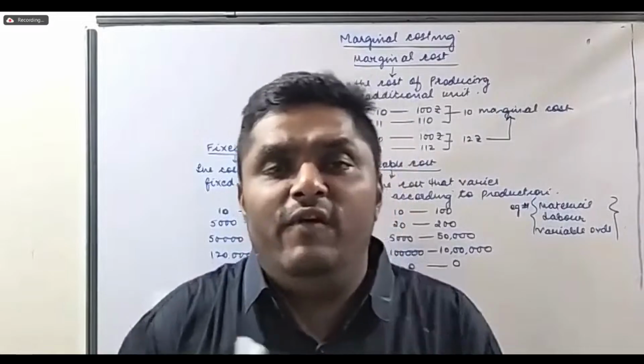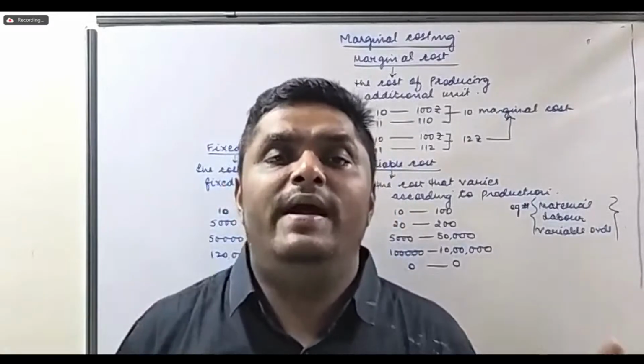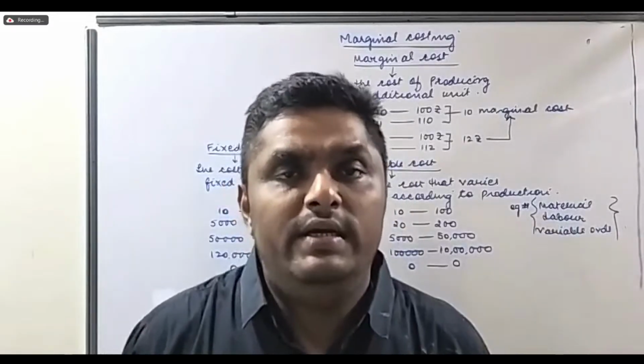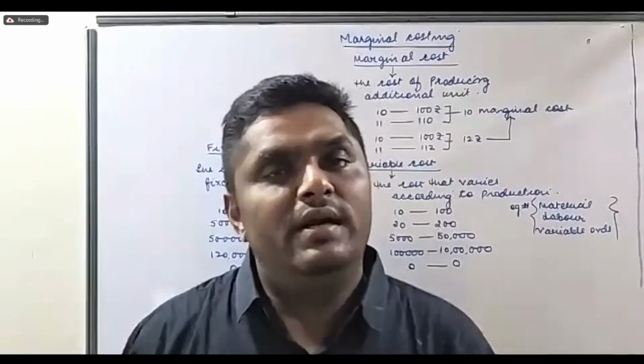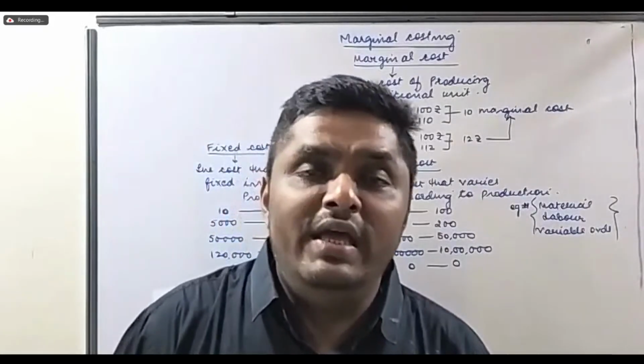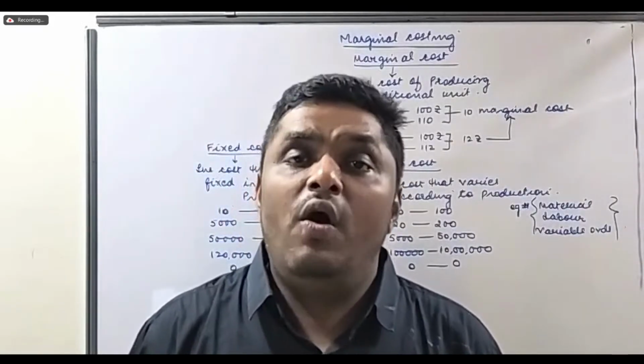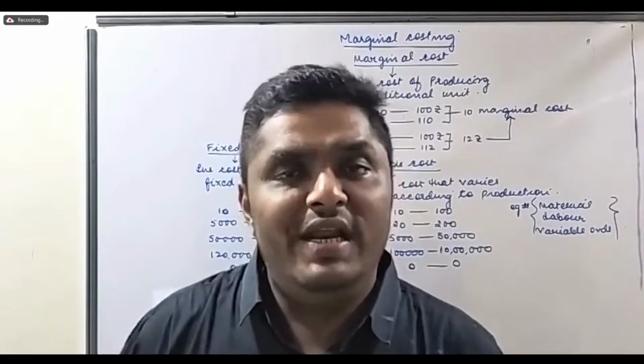So irrespective of production, and if I'm not manufacturing any bat, either due to off season or whatever it is, again my rent will remain constant, that is fixed up, 50,000. So irrespective of production, the cost that remains fixed is what we call as fixed cost.